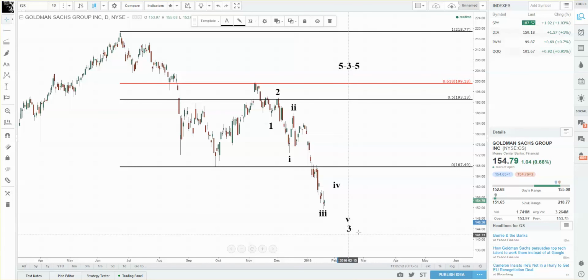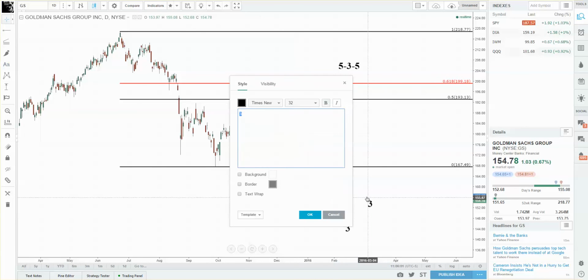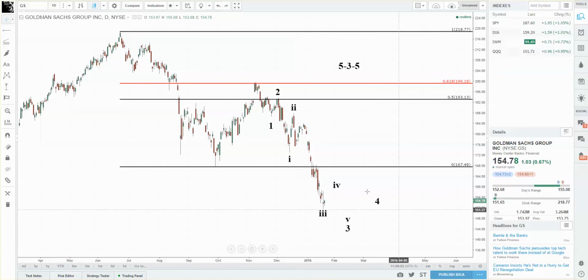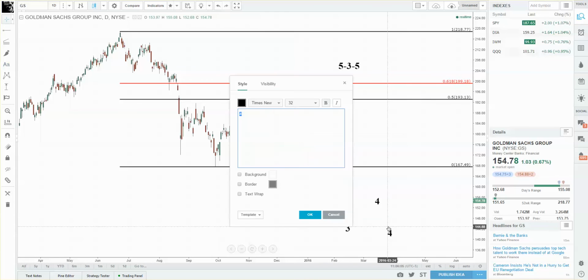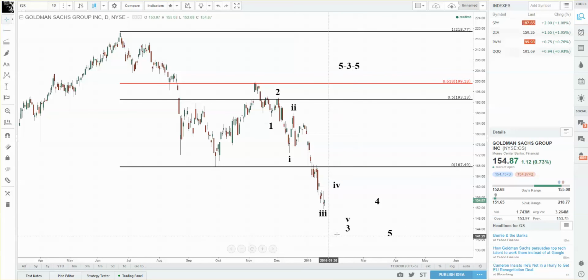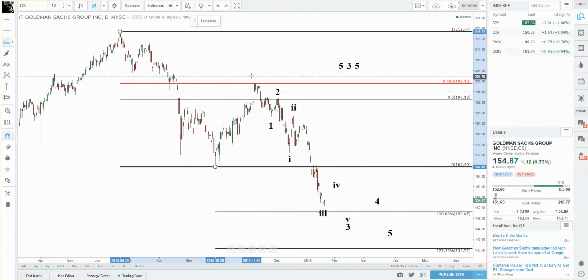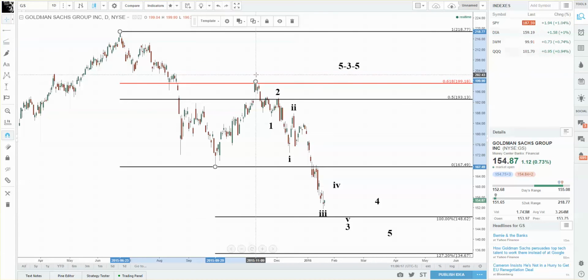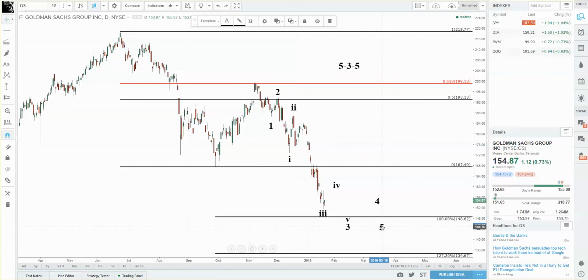Potentially the rest of the market bottoms out once we have a third wave structure, where Goldman Sachs would languish in a wave 4 and continue to make new lows in a wave 5. What we want to see is ultimately equality between waves A and C.